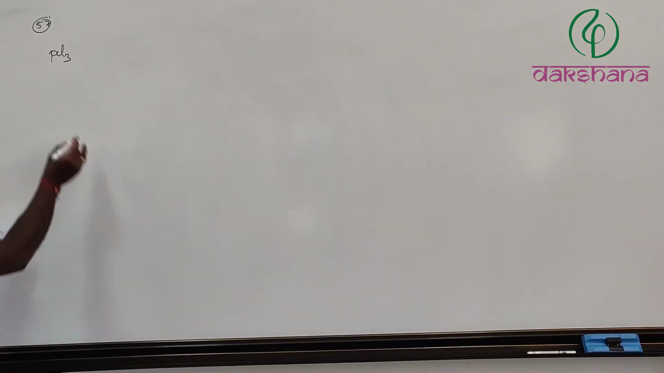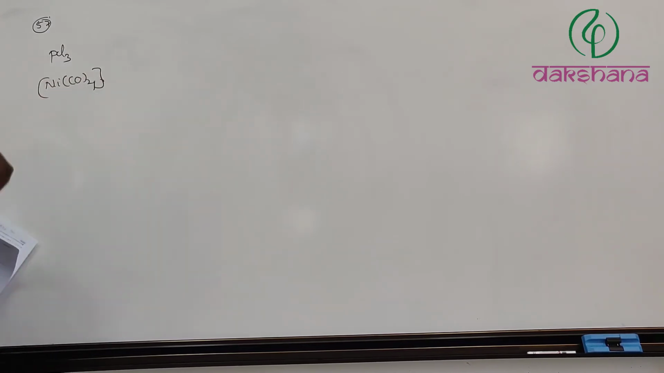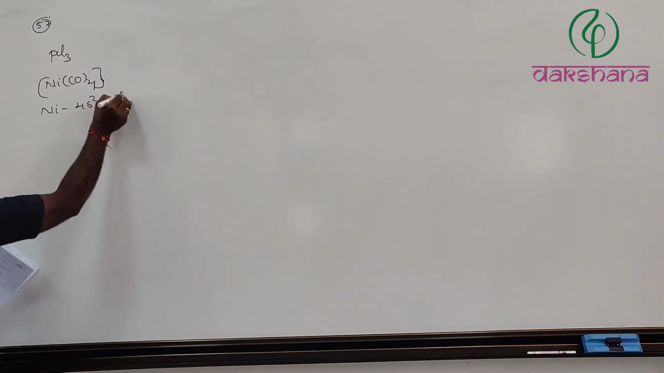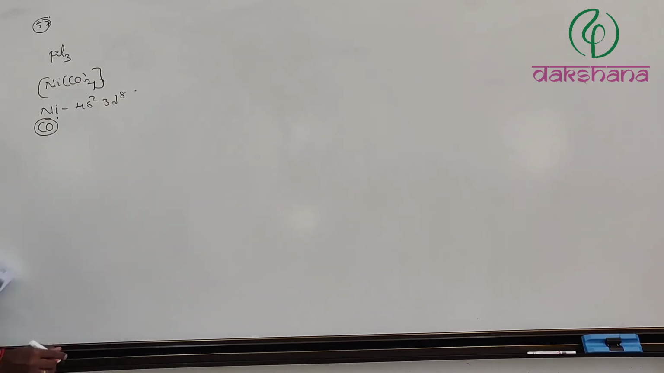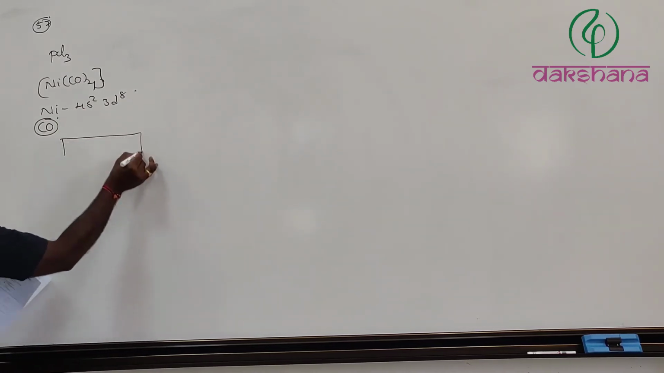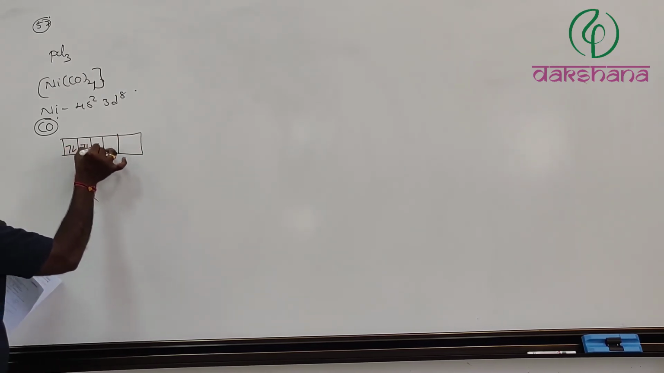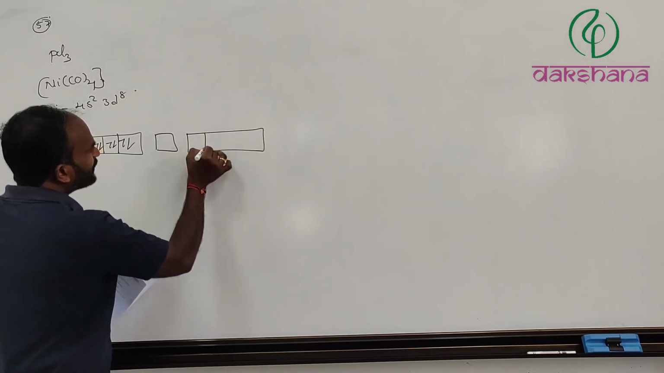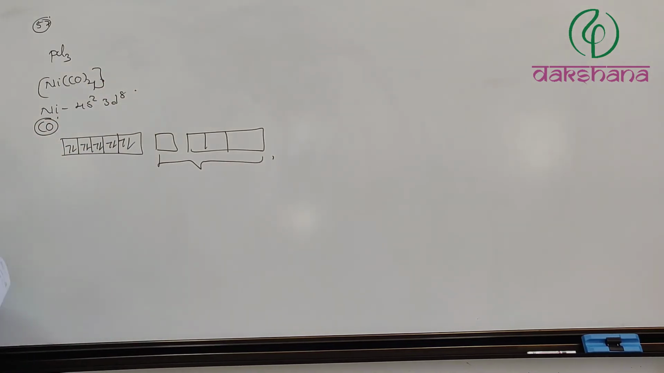Next, nickel CO taken 4 times. We will check with this. Nickel is having 4s2 3d8. In the presence of carbon monoxide, it's a carbonyl, a strong ligand, therefore obviously 3d10 is possible. So it is paired up. One 4s orbital, three 4p orbitals. Definitely sp3 hybridization is possible for the nickel tetracarbonyl complex.